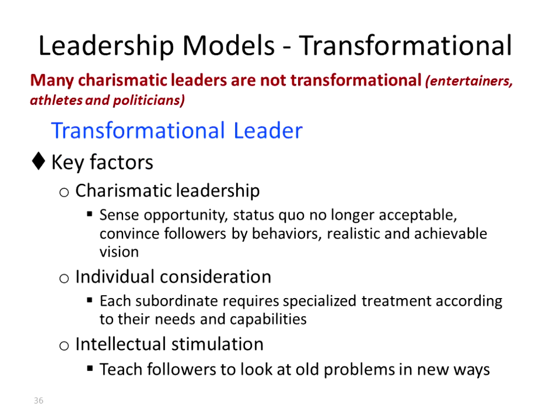We move on from charismatic leadership to transformational leadership. Note that many charismatic leaders, such as entertainers, athletes, and politicians, are not necessarily transformational leaders. They get by based on their charisma, but not necessarily on their success or their recipe for success.